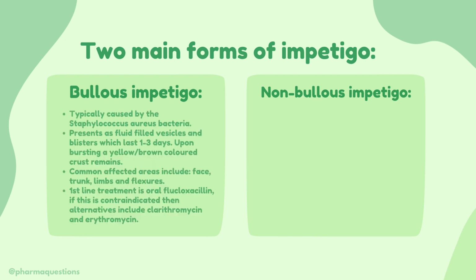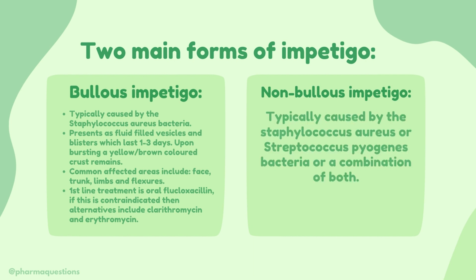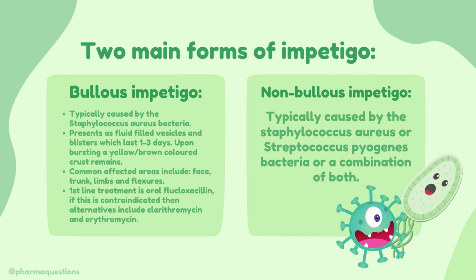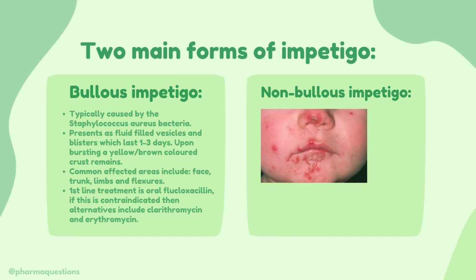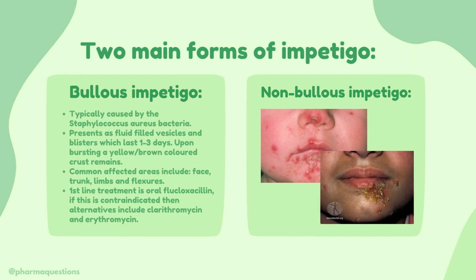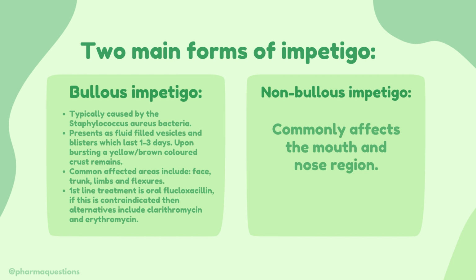Now, let's take a look at non-bullous impetigo. Non-bullous impetigo is typically caused by the Staphylococcus aureus or the Streptococcus pyogenes bacteria, or a combination of both. Non-bullous impetigo accounts for about 70% of cases of impetigo. It typically presents with thin-walled vesicles or pustules which release fluid that leaves a brown honey-colored crust. Commonly affected areas are around the mouth and the nose.